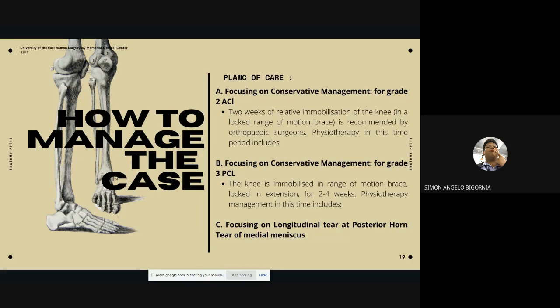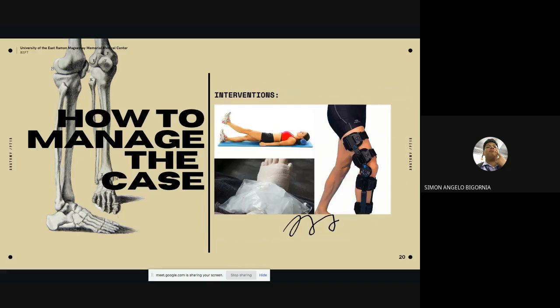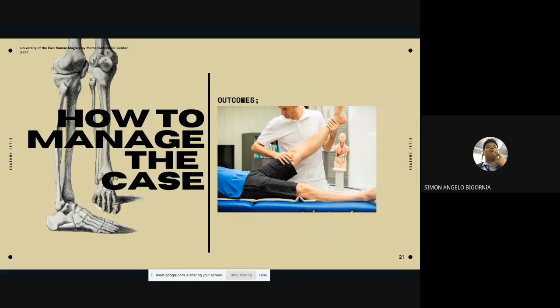And lastly, for longitudinal tear at the posterior horn of the medial meniscus, a knee brace, quadriceps strengthening exercises, ice, and elastic bandages are recommended. For interventions, we shall execute the chosen plan of care. And for outcomes, assess if goals were achieved.